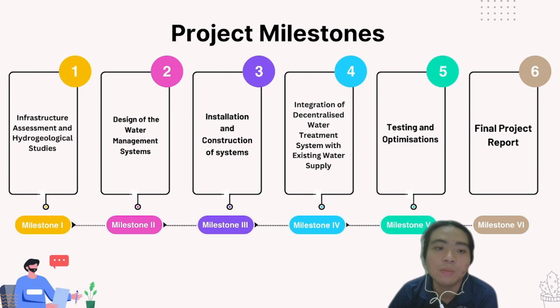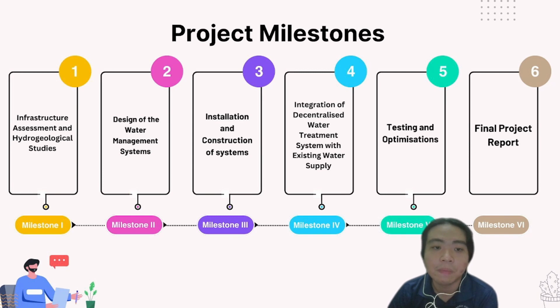Milestone 4 will be the integration of the decentralized water treatment system with the existing water supply in campus. So this milestone will basically focus on the integration of the newly built system with the existing water supply in the campus. After milestone 4, milestone 5 will be testing and optimization. In this milestone, the system integrated with the existing water supply will be tested and optimized, and testing and commissioning of the entire water infrastructure will be conducted. And the performance of the implemented solutions will be evaluated also, and adjustment and optimization will be done if necessary.